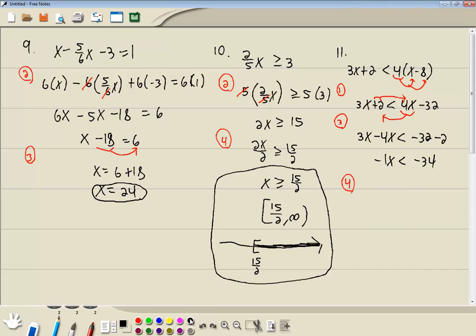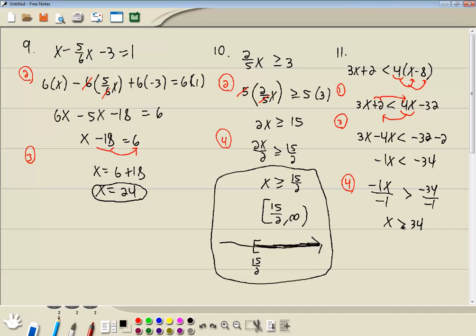Step 4. Divide both sides by number in front of our x. Well, number in front of our x is a negative 1. So I'm going to divide both sides by a negative 1. And remember, when you divide both sides by a negative number, you flip your inequality symbol. So less than becomes a greater than. So we got x is greater than 34.